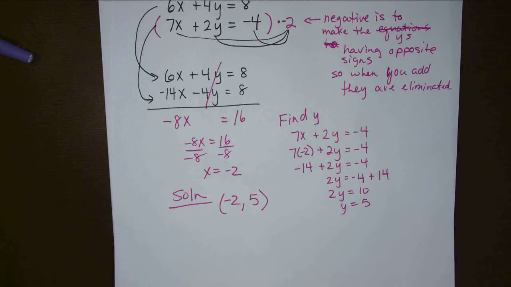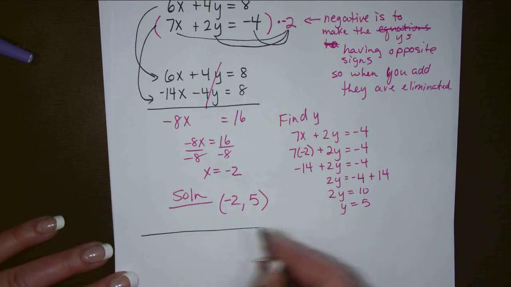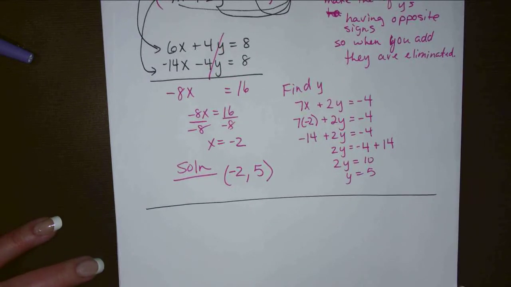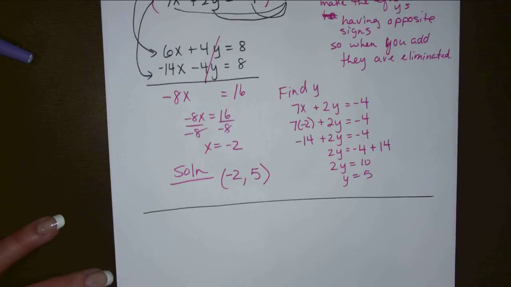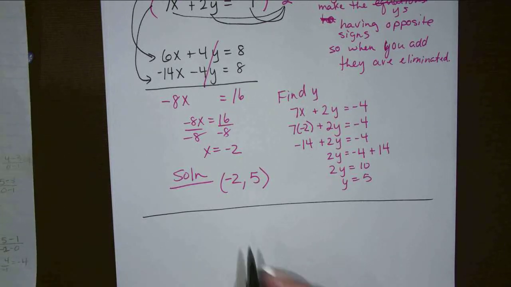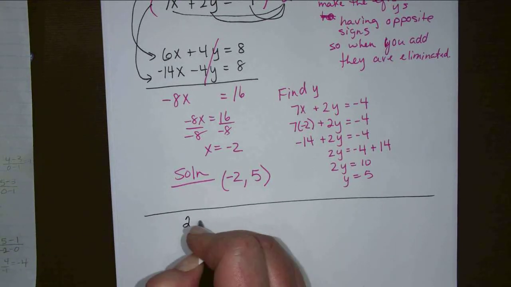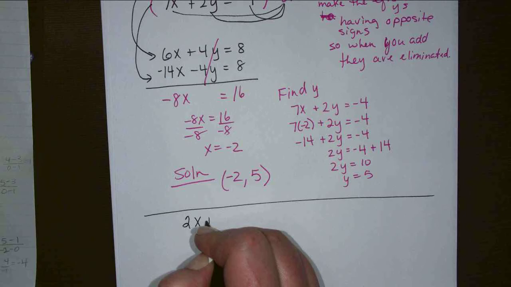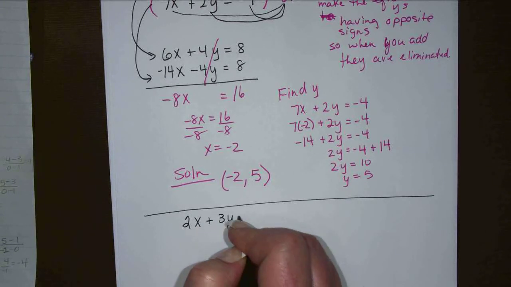Now, the only other type is if they are parallel, what happens when you try to solve it. Okay, so what would happen is this. Say we had 2x plus 3y equals 6.